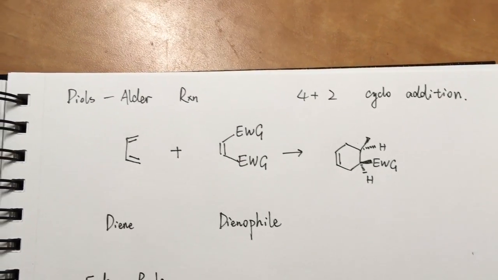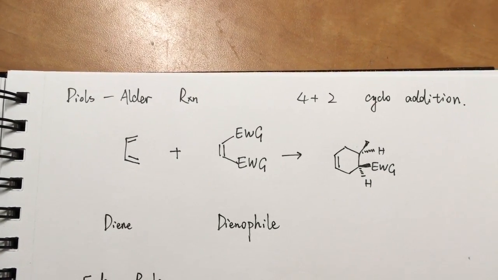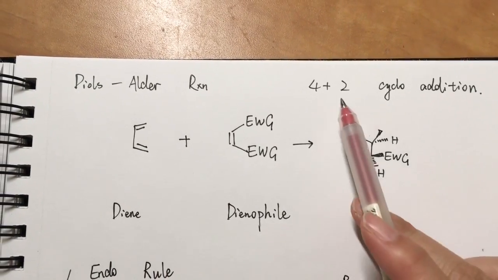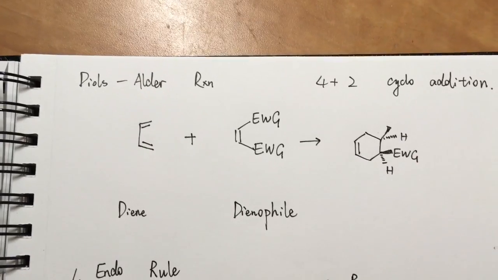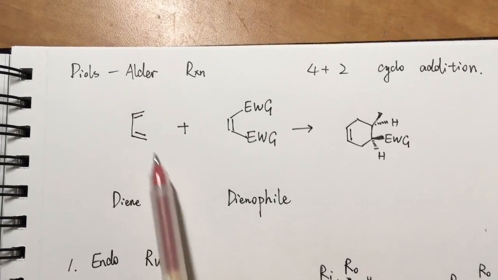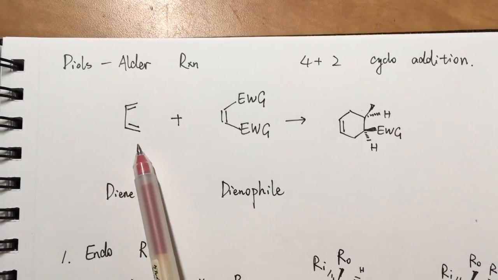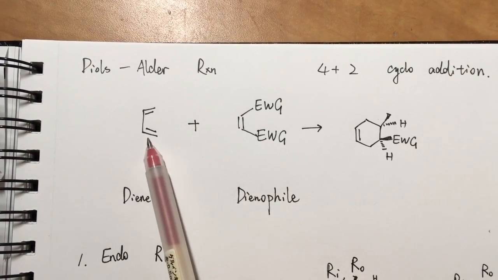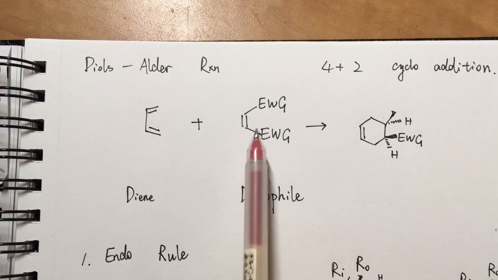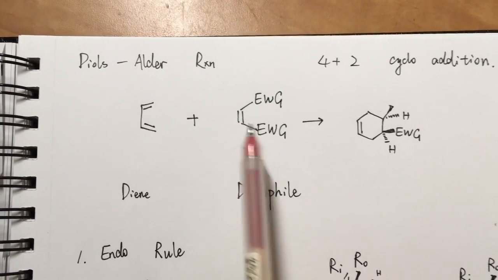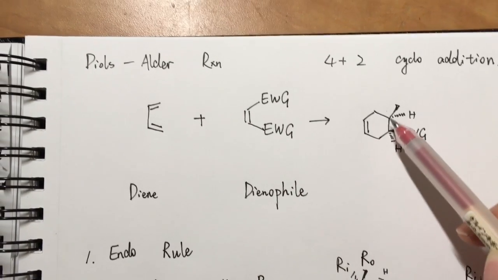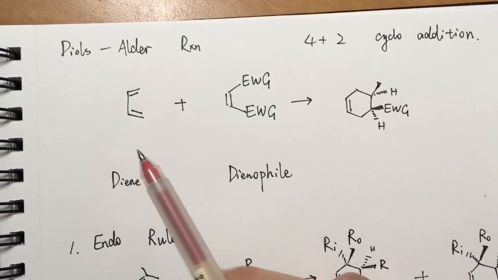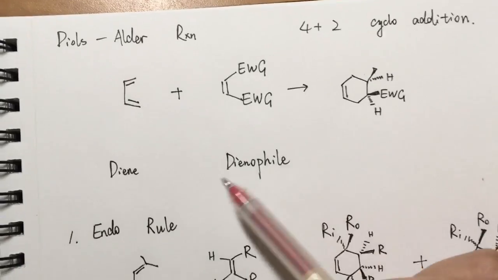Hello everyone, today we are going to talk about Diels-Alder reaction. It is also called 4+2 cycloaddition. As you can see from the reaction here, you have a diene, you have a dienophile, and this is 4 carbon, and there are 2 carbons, and then they form the 6 carbon rings. So that is why it is called 4+2.